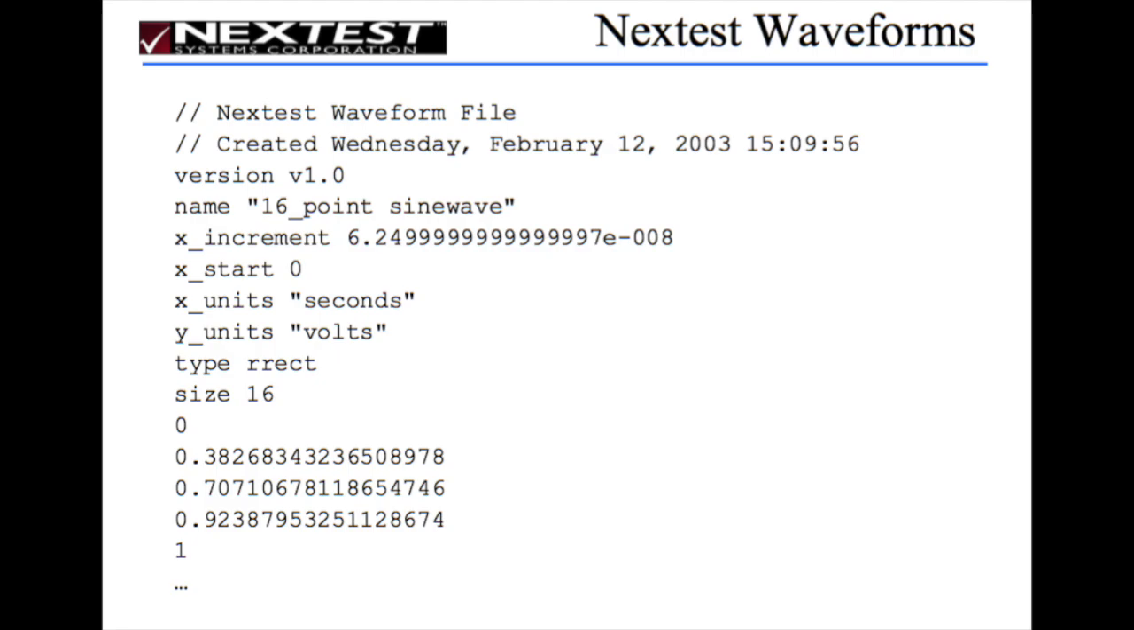Now this is kind of cool because these waveforms can be read by all kinds of things. It's not a bad way to go. You can create waveforms this way in Perl or whatever and then read them out. It's a really nice way to go.